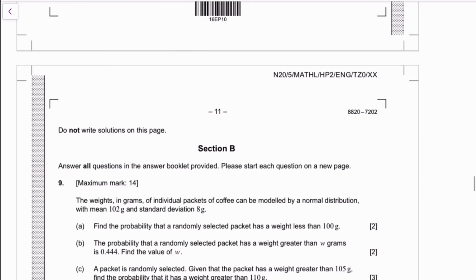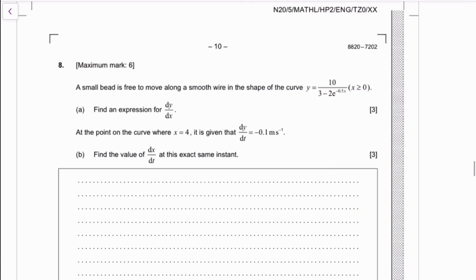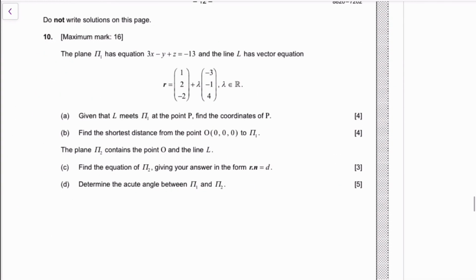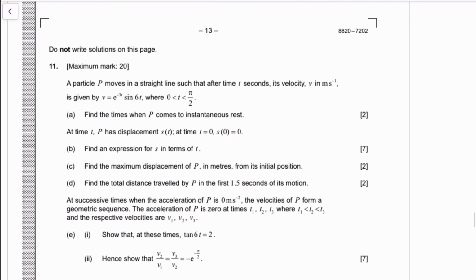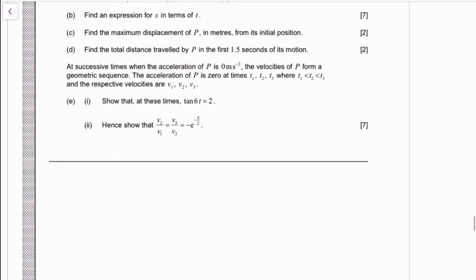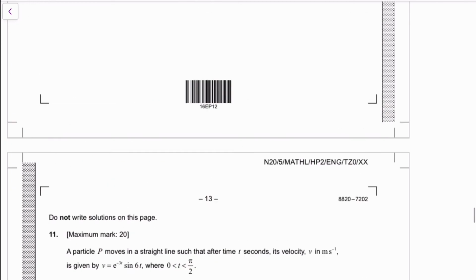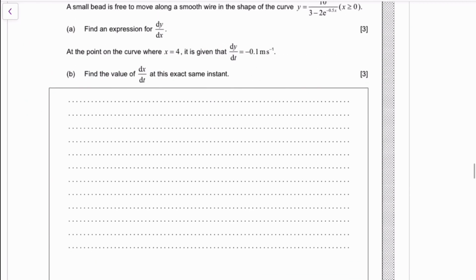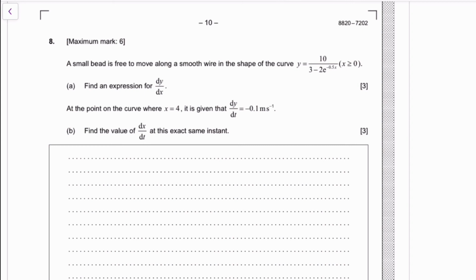I'm sorry, but I have to say that this paper is rather easy. Unless there's a really difficult question in section B. This question 11 could be a bit difficult. Part E looks a bit complicated, but still that's only 7 marks. So the whole paper is 100 marks. I don't see many questions that are difficult, because this question 8 is definitely not difficult for a related rate of change. It's pretty basic.